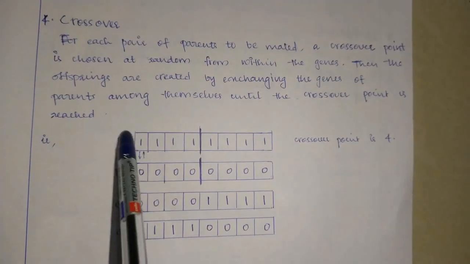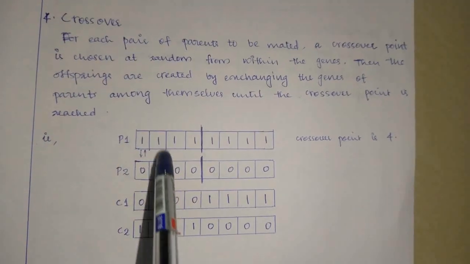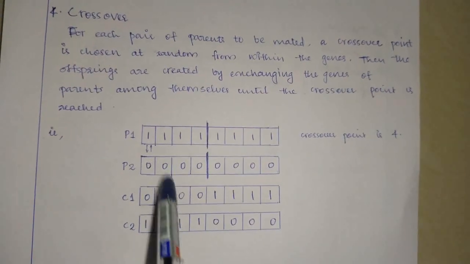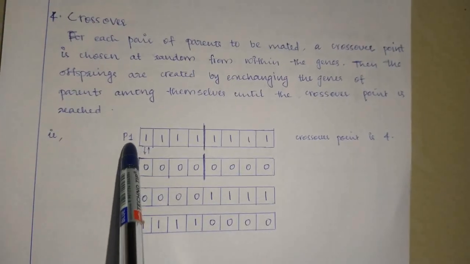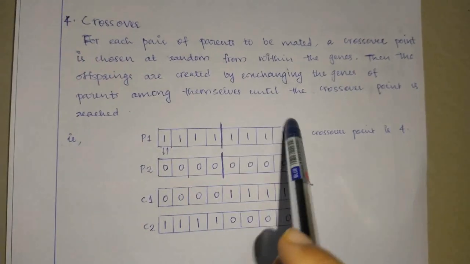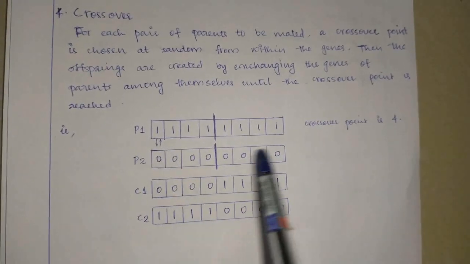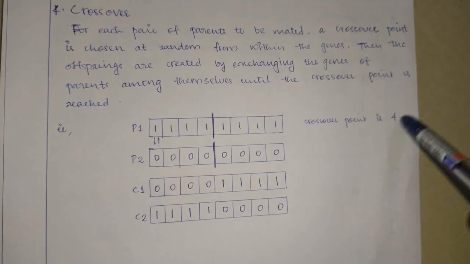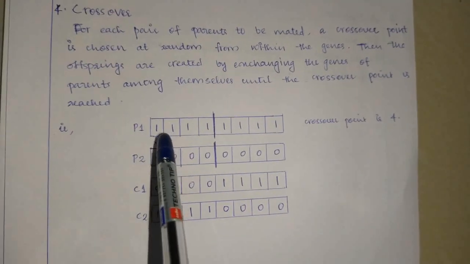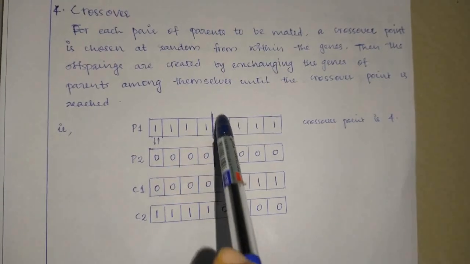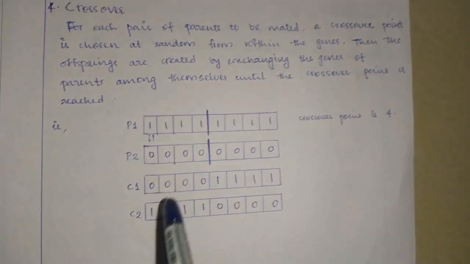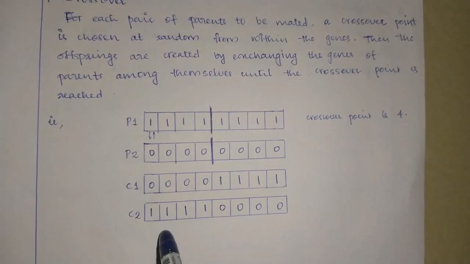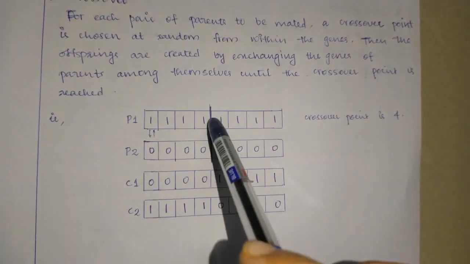So here P1 and P2 are the two parents, that is two individuals. P1 is one individual and P2 is another individual. P1 has strings of 1s and P2 has strings of 0s. And here we consider the crossover point as 4. So 4 means 1, 2, 3, 4. This is the crossover point here. And C1 and C2 are the two offspring created from these two parents.